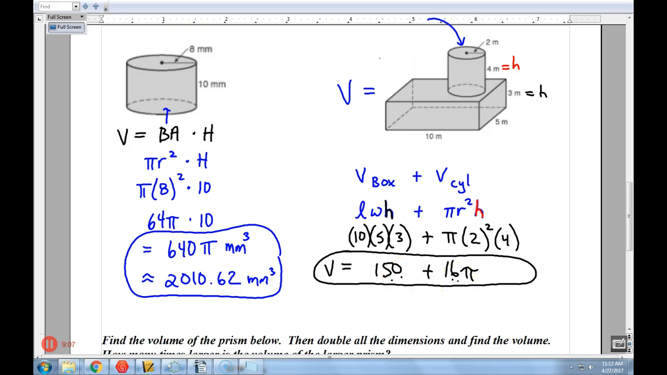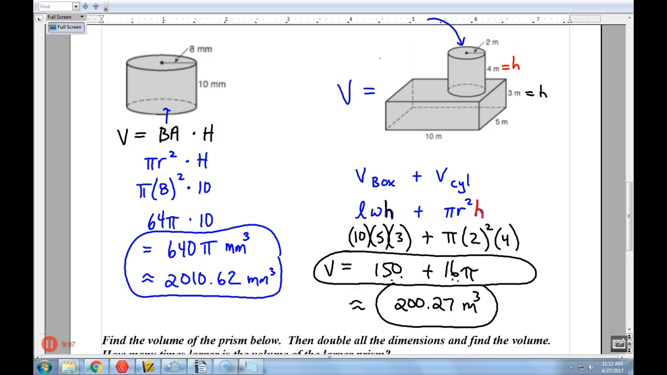But if I want to actually get a nice decimal that has a little more meaning, 150 plus 16 pi equals, I get about 200.27, and we're talking meters cubed or cubic meters. So this is the approximate value.